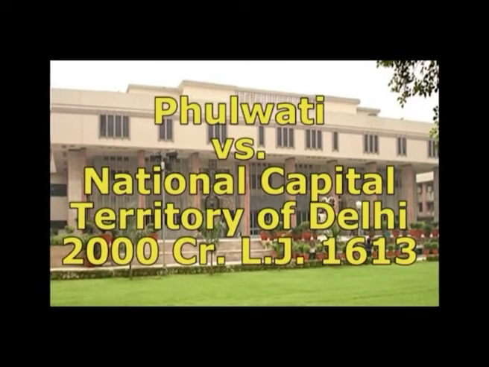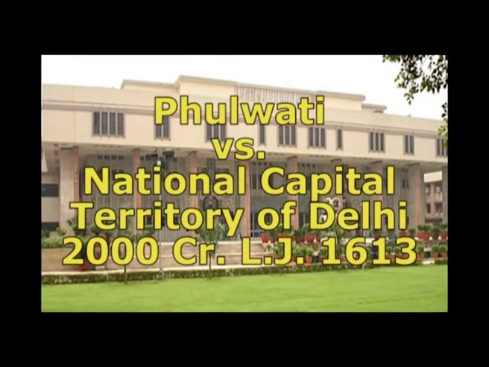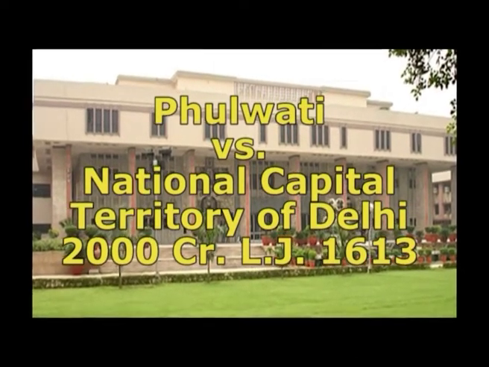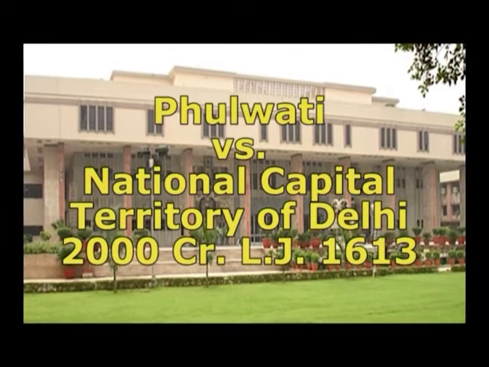In the later cases, the high courts are seen to award compensation in custodial violence at a higher amount. In Phulwati versus National Capital Territory of Delhi, 2000 Criminal Law Journal, page number 1613, custodial death was caused due to beating by the police. A compensation of rupees 3 lakhs has been awarded by the Delhi High Court.